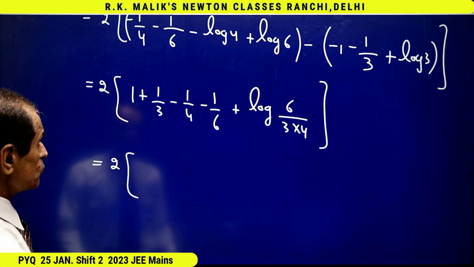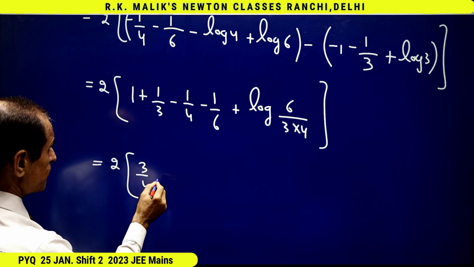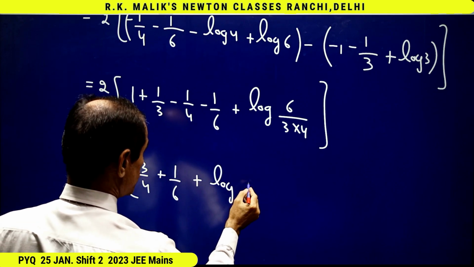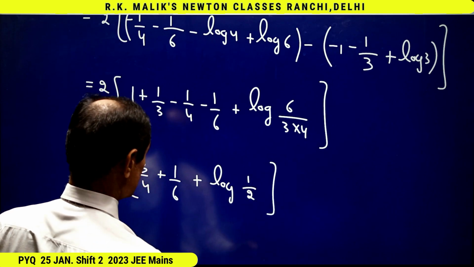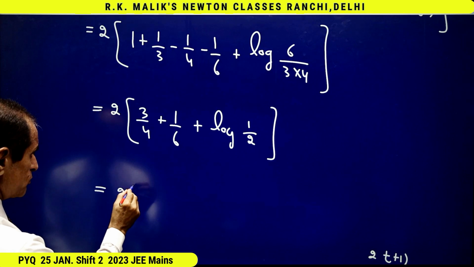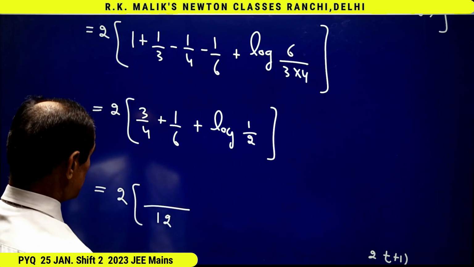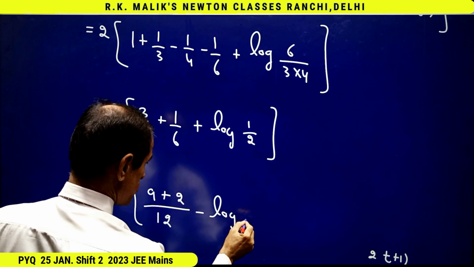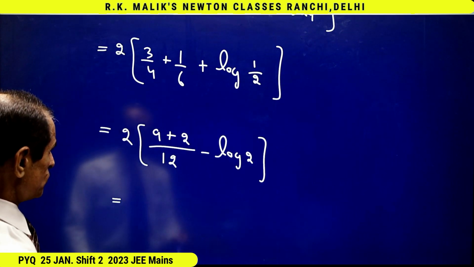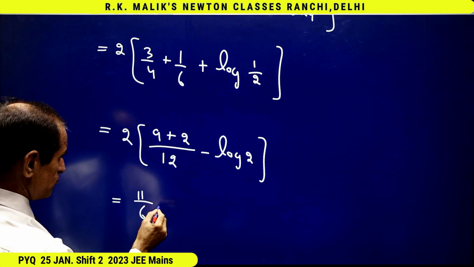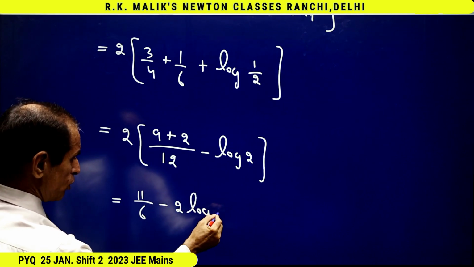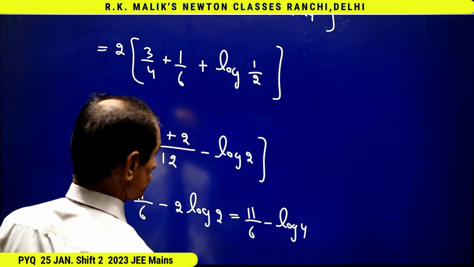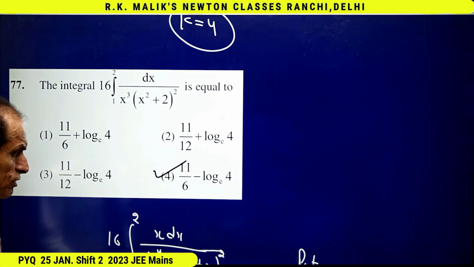This is equal to 2 times [3/4 + 1/6 + log (1/2)]. This is equal to 2 times (9 + 2)/12 − log 2, that is equal to 11/6 − 2 log 2, that is 11/6 − log 4. Hence I can say the fourth choice is the correct choice.